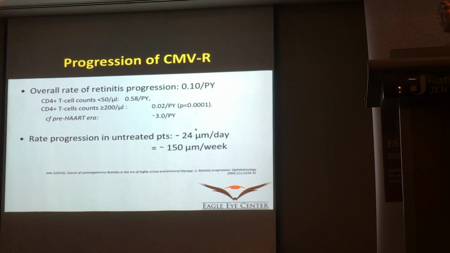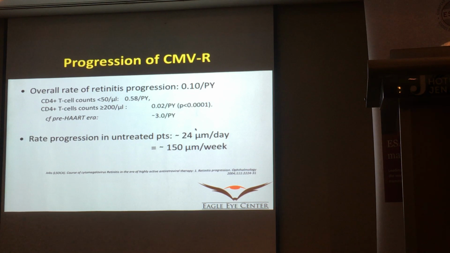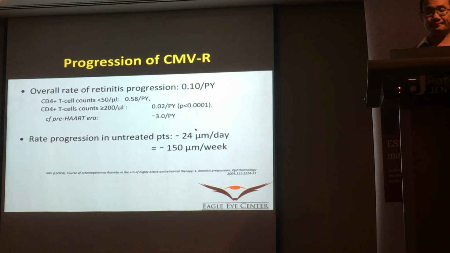Overall rate of progression is actually quite slow. This is the kind of thing you want to know. About 150 microns a week. So the progression is actually not that big. Consider that the optic disc is about 1,500 microns, so it's about a tenth of a disc diameter a week. So it can slowly progress over time, and by the time you see it, it probably has been there for quite a while.